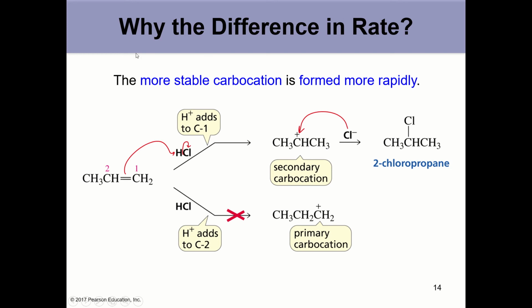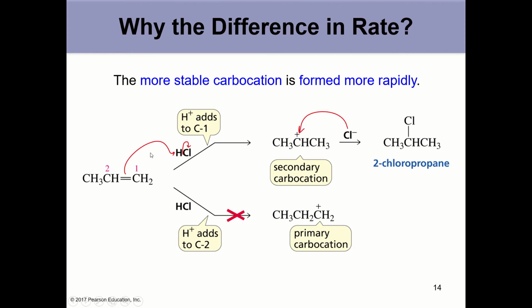So as we said, the more stable carbocation is formed more rapidly. So it will have a lower activation energy. And this is the reason for the difference in rate. So for example, we have 1-propene, and the vinyl carbons are carbon 1 and carbon 2.